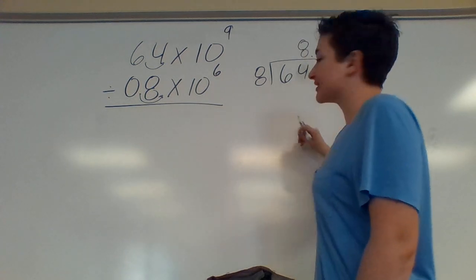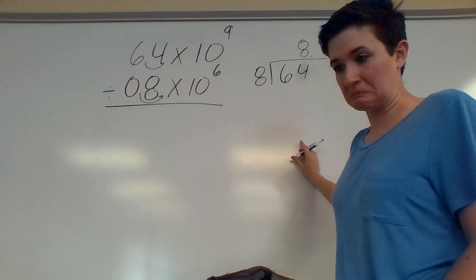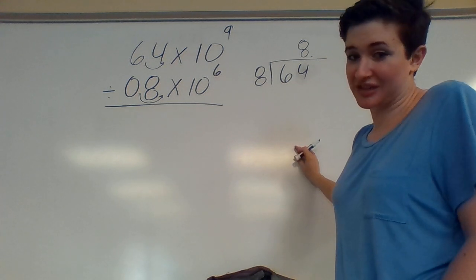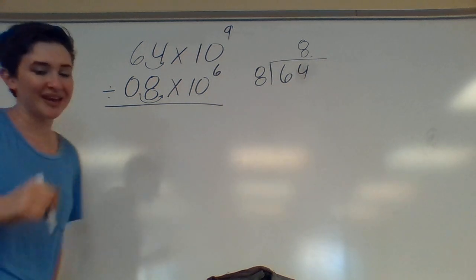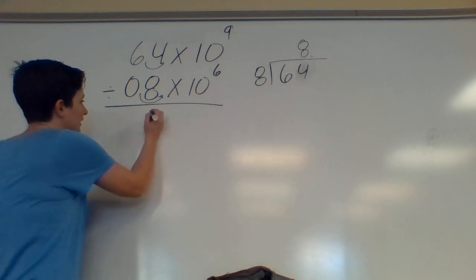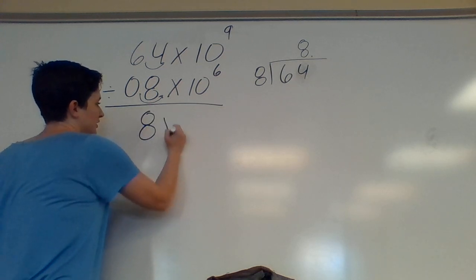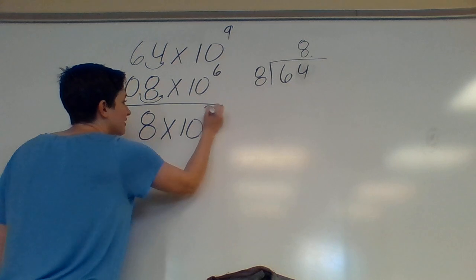Because 8 squared is 64. It's just one of those things you kind of have to memorize. If you don't, use a calculator, just like I just did. So, it turns out that 6.4 divided by 0.8, the answer is also just 8, which is pretty cool. Times 10 to the, subtract 9 from 6, and we get 3.